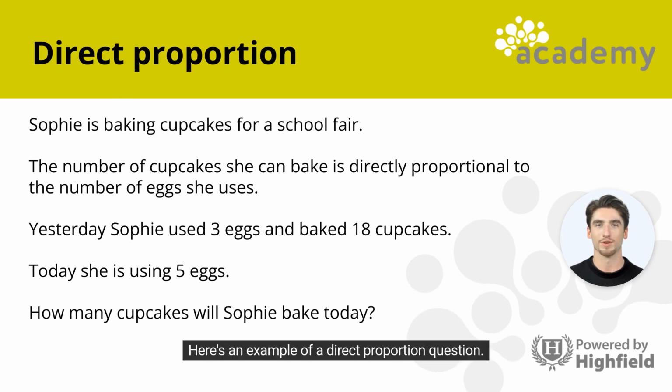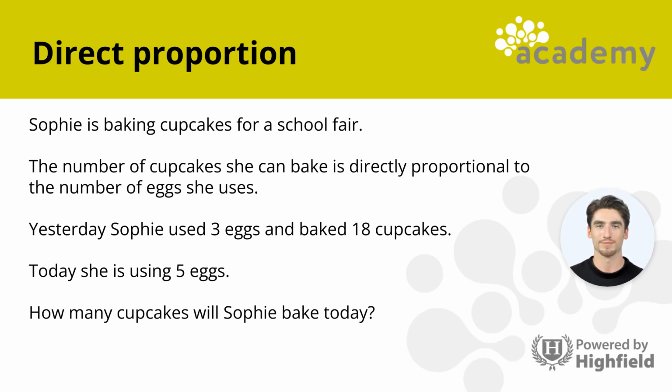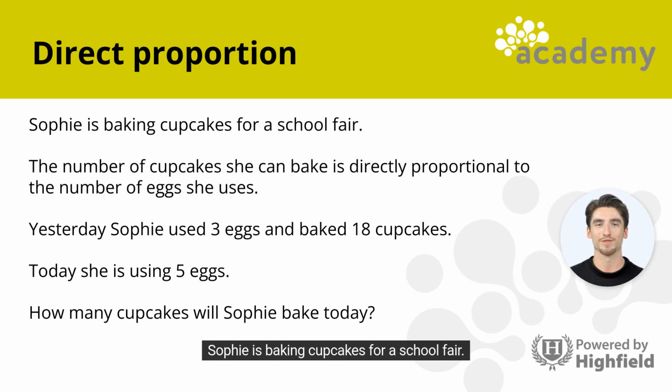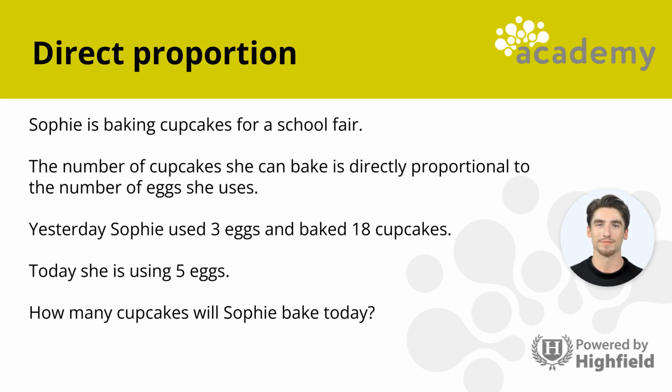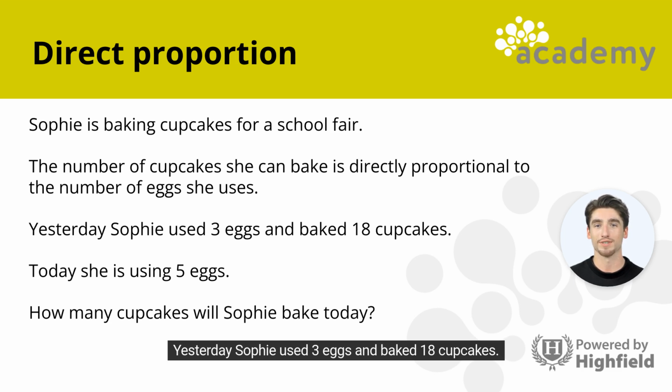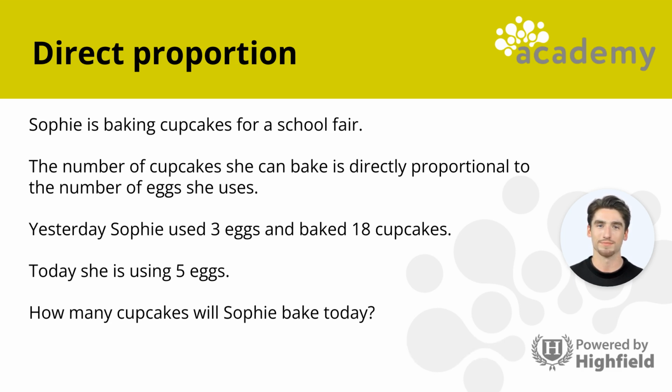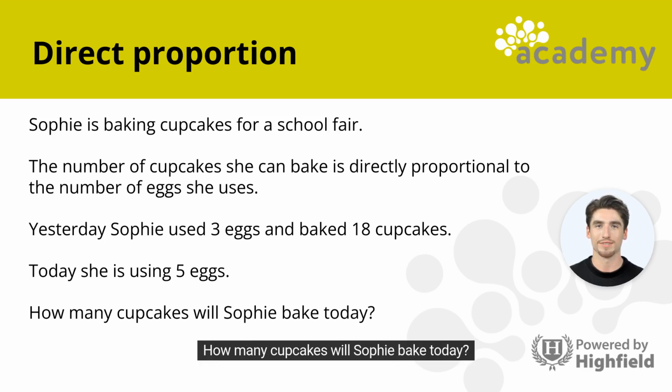Here's an example of a direct proportion question. Sophie is baking cupcakes for a school fair. The number of cupcakes she can bake is directly proportional to the number of eggs she uses. Yesterday, Sophie used 3 eggs and baked 18 cupcakes. Today, she is using 5 eggs. How many cupcakes will Sophie bake today?